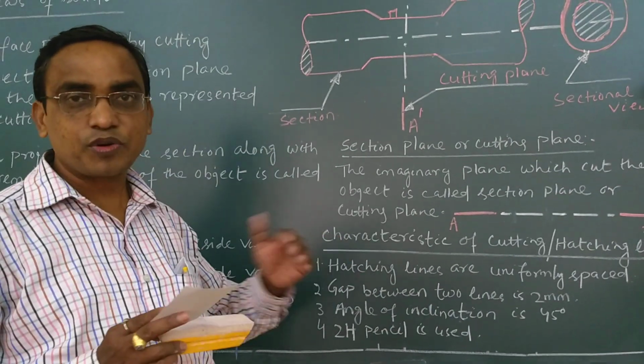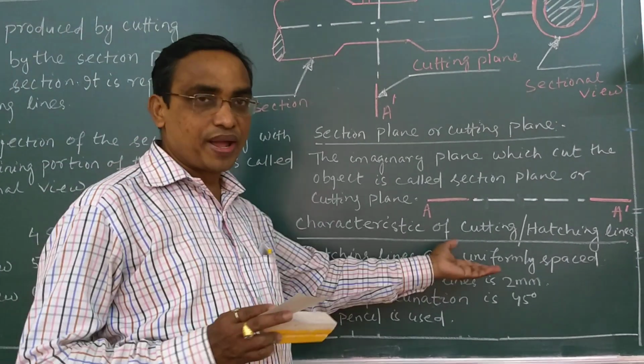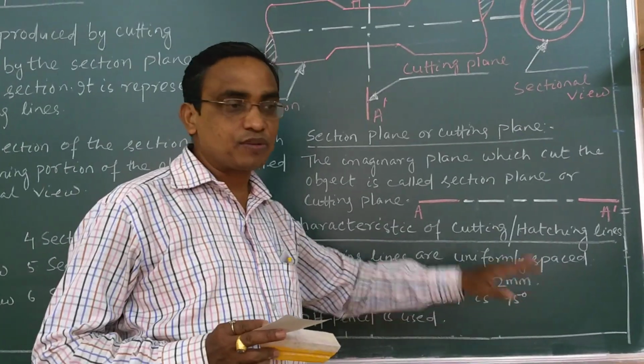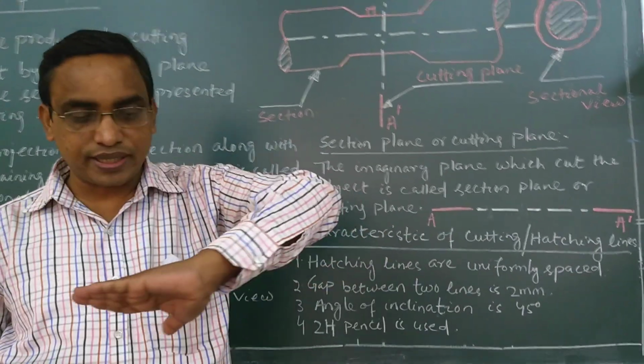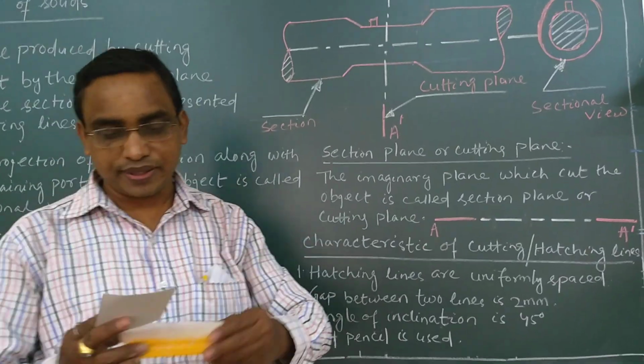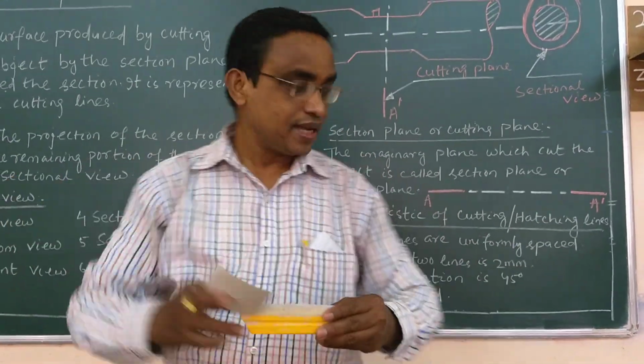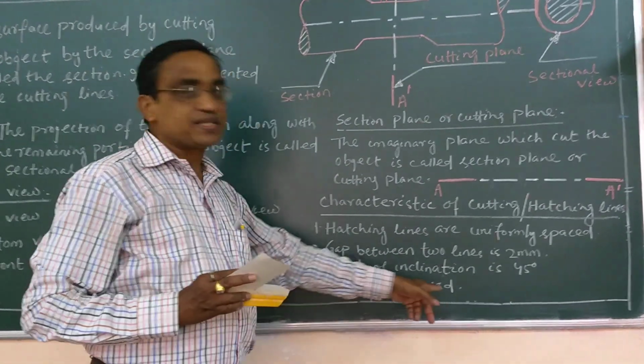You may take 1 mm to 2 mm, but we will take 2 mm. And angle of inclination is 45 degree, means you have to tilt your drafter. Now it is your 0 degree, you tilt it to 45 degree. This is your 0 degree, you tilt it to 45 degree and draw the lines. And when you draw the line, 2H pencil is used.